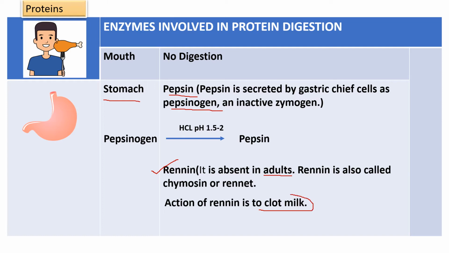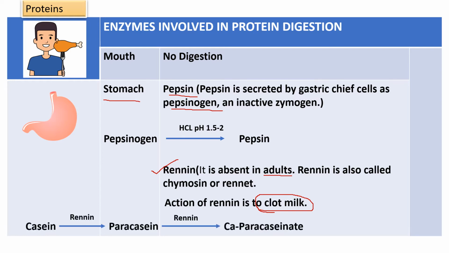So it is clotted. Clotting action is very important so that it will stay in the stomach for a long period of time, and there is concentrated HCl and pepsin. They will act on that milk. The action of renin is that renin converts casein into paracasein, and this paracasein gets converted into calcium paracaseinate. This process is called curdling of milk, and that milk will stay in the stomach for a long period of time.